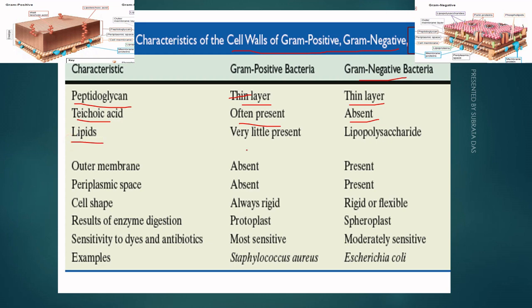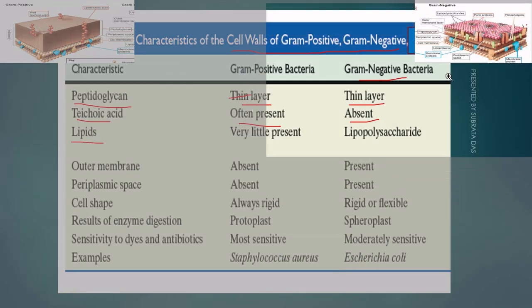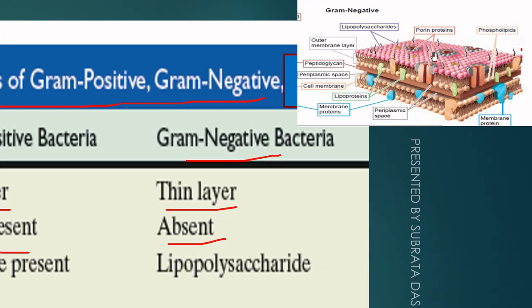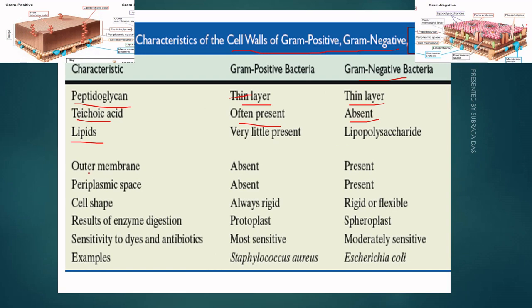Next thing is lipid. We have seen that in gram negative bacteria, in the outer membrane, the lipid molecules are present in the cell wall of gram negative bacteria. The lipid molecules are present as lipopolysaccharide in the outer membrane of gram negative bacteria but not in gram positive bacteria. So very little in gram positive bacteria. The next one is outer membrane. The outer membrane is present in gram negative bacteria but not in gram positive bacteria.